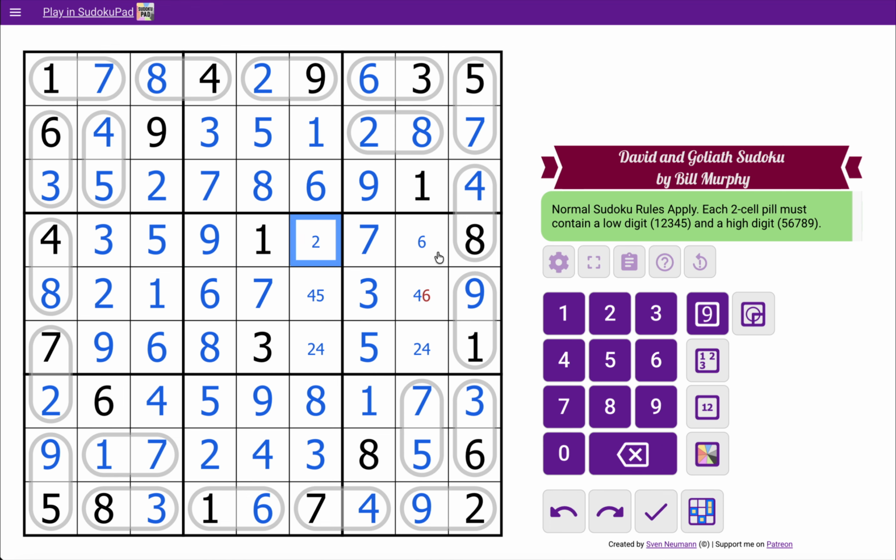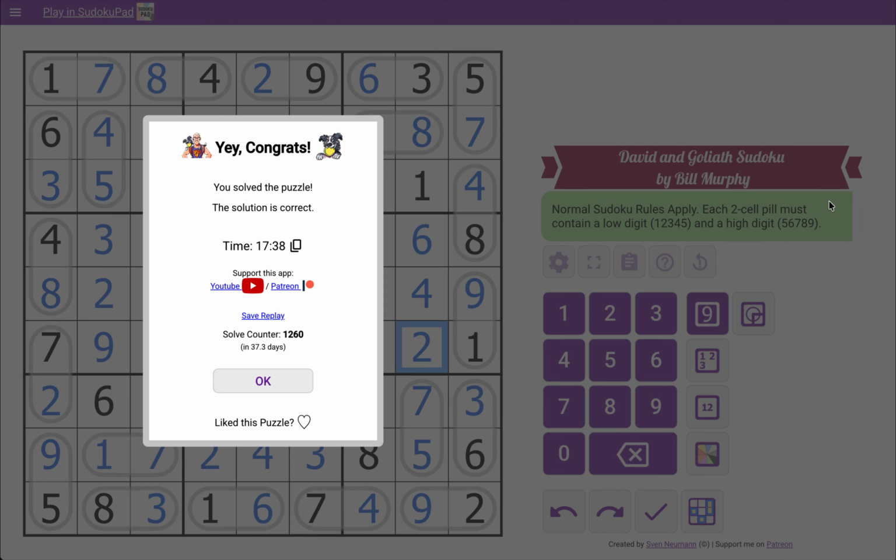Okay, there's only a 2 and a 6 remaining. This can't be the 6, so it has to be the 2, and this can be the 6. And that way this can be the 4, and this can be the 5. And we are wrapping up. Really nice puzzle today.